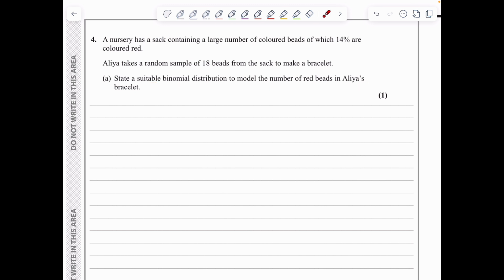I will start by defining my random variable X to be the number of red beads. Now, each bead selected could be red or not, so we're looking at the binomial distribution. We've got 18 beads to be selected, so n is 18, and the probability of success is 0.14.